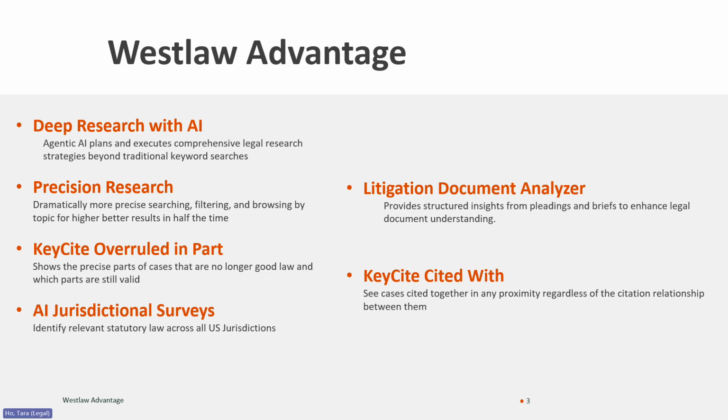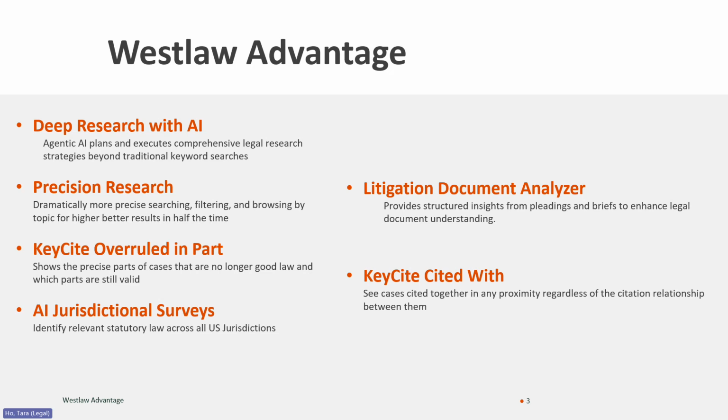Precision research: prior to Westlaw Advantage, we added attorney editors to tag cases, being able to filter by legal issue, by fact pattern, by cause of action, by motion type. So a lot more different filters so you can get better results in quicker time. Now, KeyCite Overruled in Part shows you exactly which parts and issues are no longer good law and which parts remain valid. So this is essential for not relying on all outdated legal precedent, but you can really hone in on what's been invalidated. And then, like I said, the jurisdictional surveys, you can quickly identify statutory law across all jurisdictions. It's really good for multi-state issues or if you're trying to compare statutes.